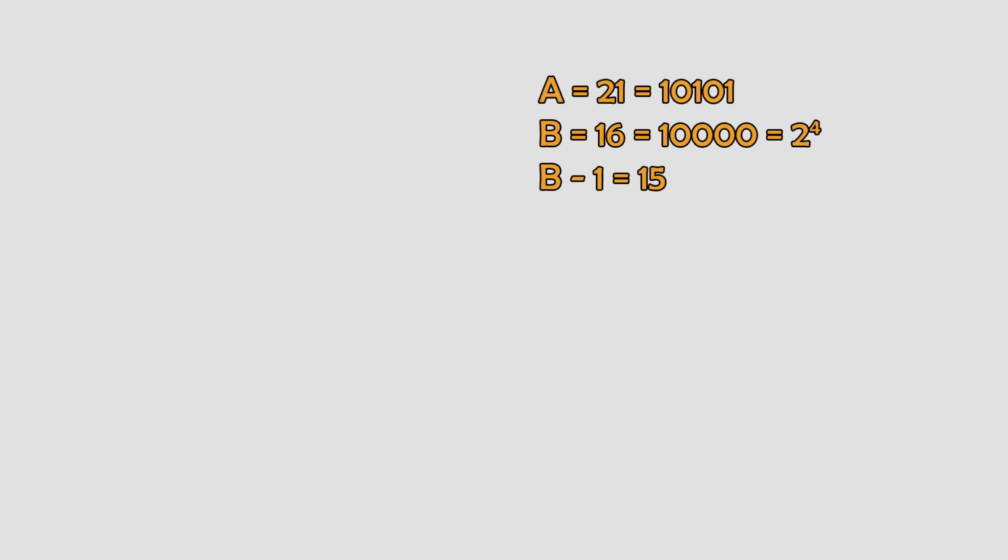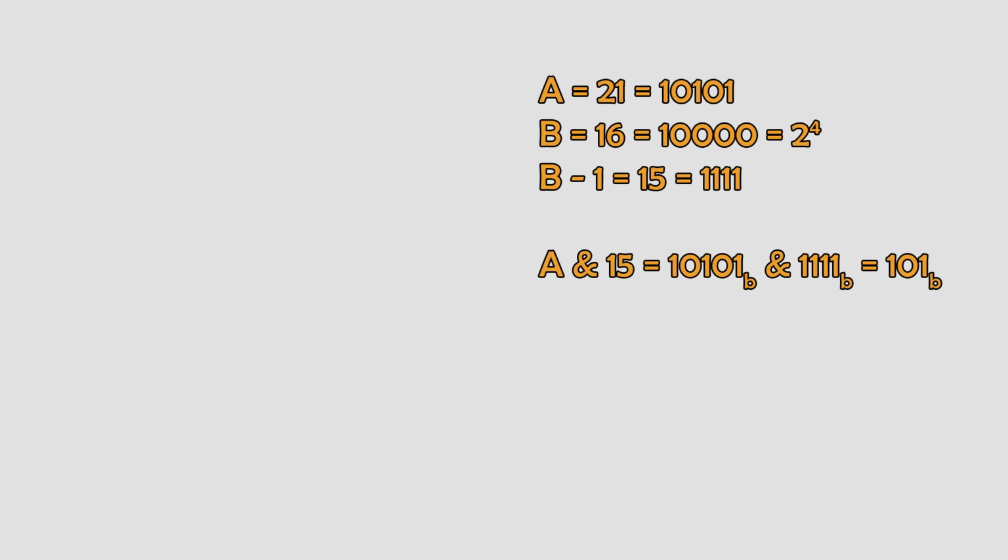Imagine you have value A equal to 21, which is 10101 in binary form, and you want to know the remainder of division by B. Let's say B is 16, which is 10000 in binary form. Also, it's equal to 2 to the 4th power. If you subtract 1 from it, you will get 15, the same as 4 ones in binary form. If you now apply binary AND to 21 with 15, you will get 5, and that is the result.